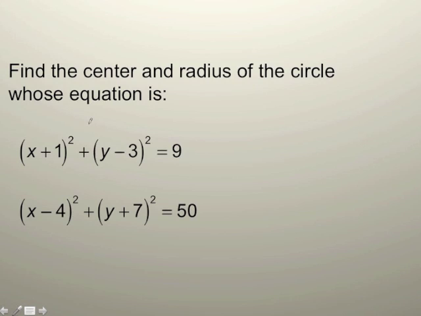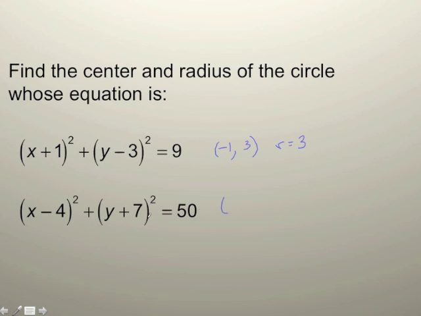Now here we just need to find the center. Well, it's x minus h, so h must be -1, and y minus k, so k is 3, and the radius is the square root of 9, or 3.